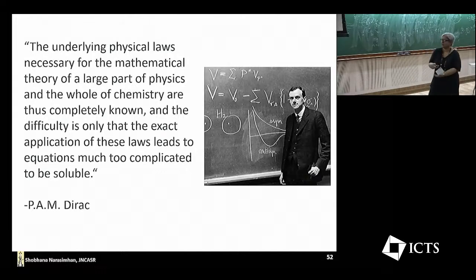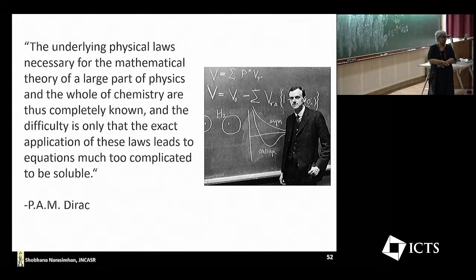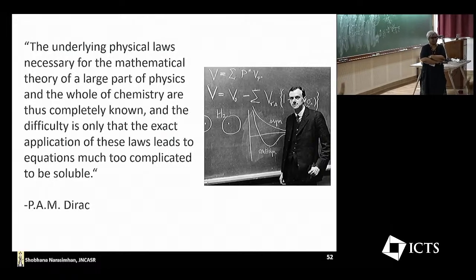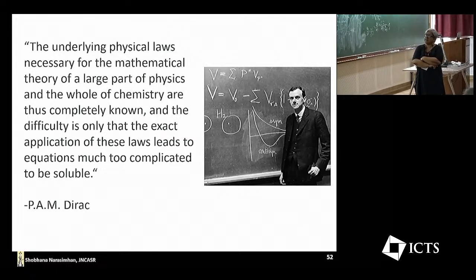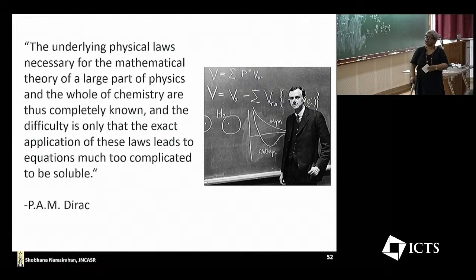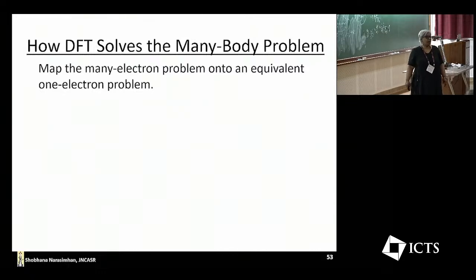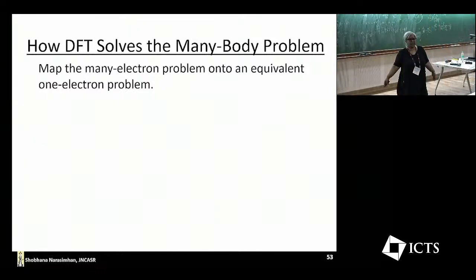So this was summarized by Dirac. How many of you have heard of Dirac? Okay, everyone. He said: the underlying physical laws necessary for the mathematical theory of a large part of physics and the whole of chemistry are thus completely known, and the difficulty is only that the exact application of these laws leads to equations that are much too complicated to be soluble. So we can write the equation, we can't solve it. Now we come to density functional theory, and how does density functional theory attack this many electron problem, this many body problem?